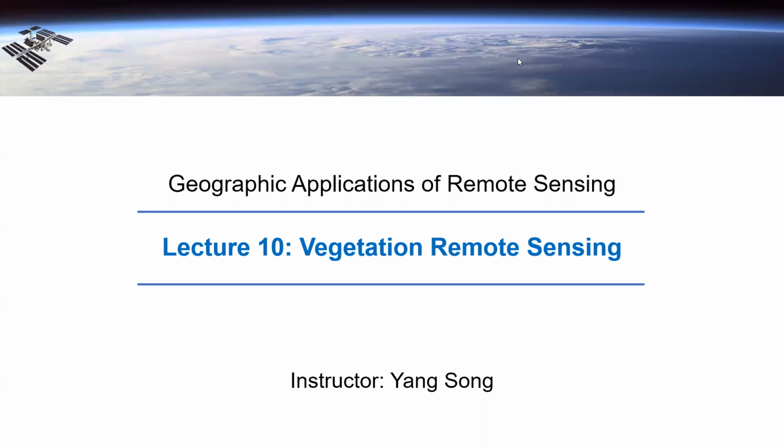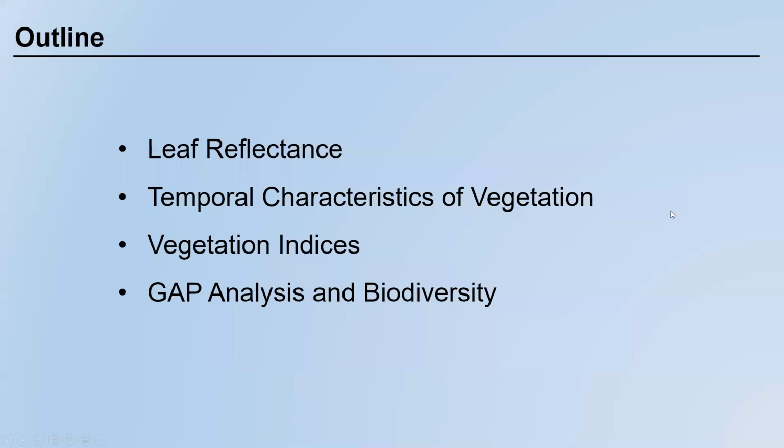In this lecture, I'm going to introduce some principles and basics of vegetation remote sensing, which means that we use remote sensing to address vegetation-related issues in the real world. Okay, so let's get started. Firstly, I'm going to introduce leaf reflectance.